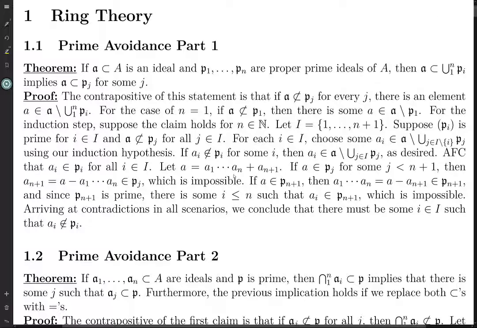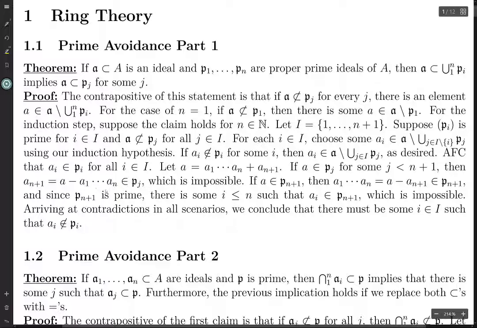Now, where can A be? Suppose that A is in PJ for some j which is strictly less than n plus 1. Then, in this case, we can write a_{n+1} as A minus this thing, and since this is a difference of things in PJ, this is in PJ, which is impossible.